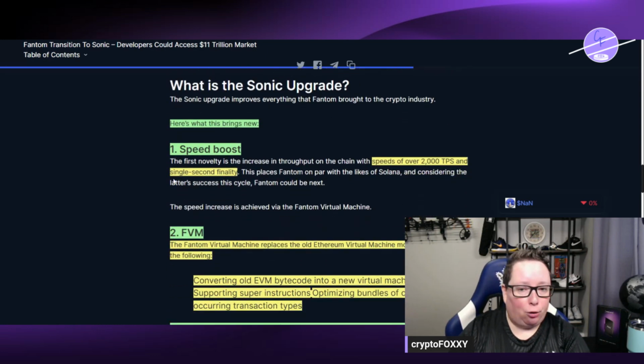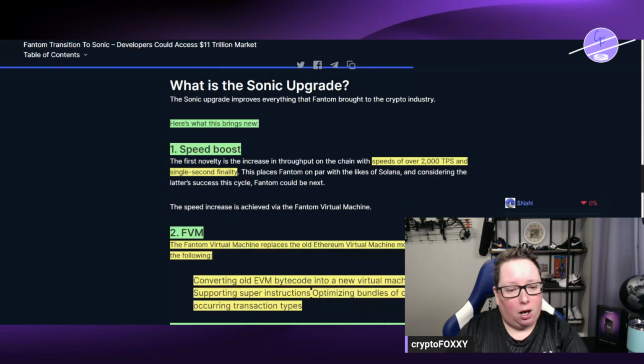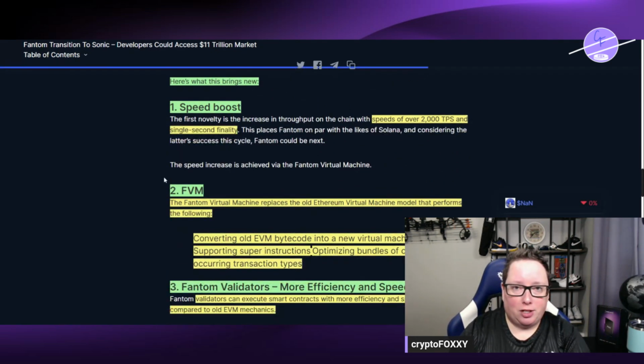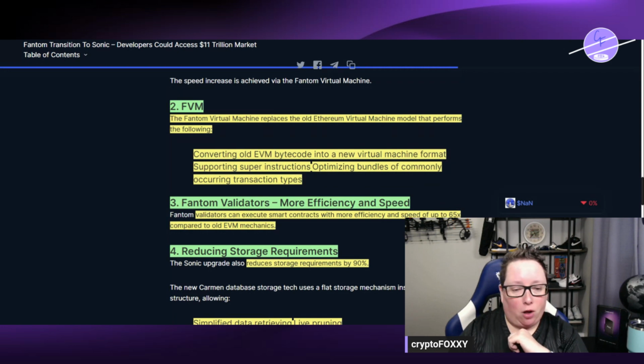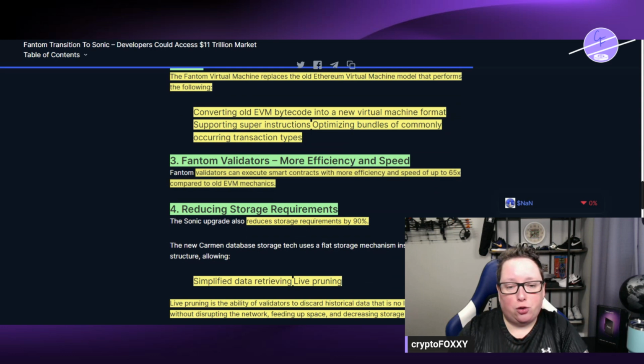What is the Sonic upgrade? This is basically what it's going to do, the changes that are going to be brought on chain. Speed boost, speeds of over 200 transactions per second, and single second finality. So very, very fast and cheap as well. They're also bringing FVM, the Fantom Virtual Machine, which replaces the old Ethereum Virtual Machine model. It converts old EVM bytecode into a new virtual machine format, supporting super instructions, optimizing bundles of commonly occurring transaction types. So it's very easy for them to transition over.